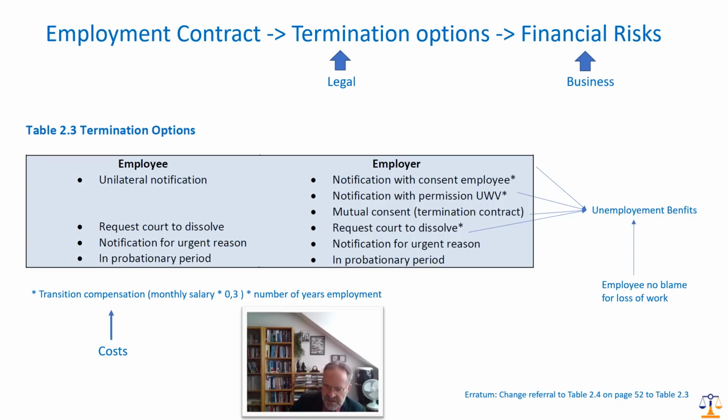dissolve the employment contract. Another option for the employer, but also for the employee, is when something very, very serious happens, like theft or abuse or fighting or constant drunkenness, then there might be a justification which qualifies as urgent reason, and then the contract can be terminated by a simple notification. And then we have the system of a probationary period of maximally 2 months. In those 2 months, both parties can always terminate without having a reason to do so.